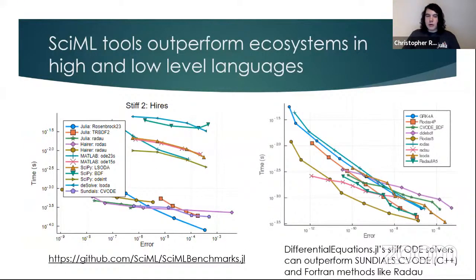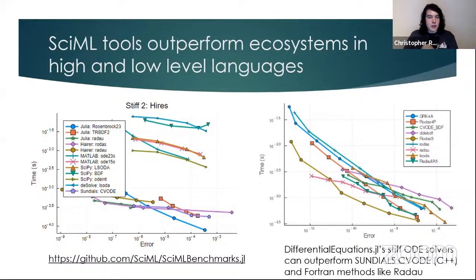So we'll get to the live coding section after this part. Why do people utilize the SciML ecosystem? Well, it tends to outperform a lot of the different tools in other ecosystems, in both high-level and low-level languages. So here, for example, are 2 different benchmarks on stiff equations.